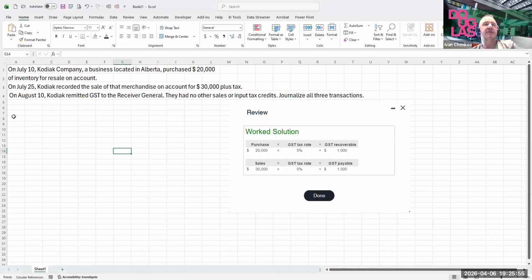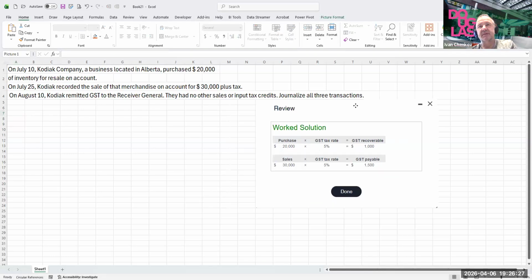Okay, let's go with this question. This is a question from chapter 11. On July 10, this company, a business located in Alberta, purchased $20,000 of inventory for resale on account. On July 25th, they recorded the sale on the merchandising on account for $30,000 plus taxes. On August 10, they remitted the GST to the Receiver General. They had no other sales or input tax credits to analyze those transactions.